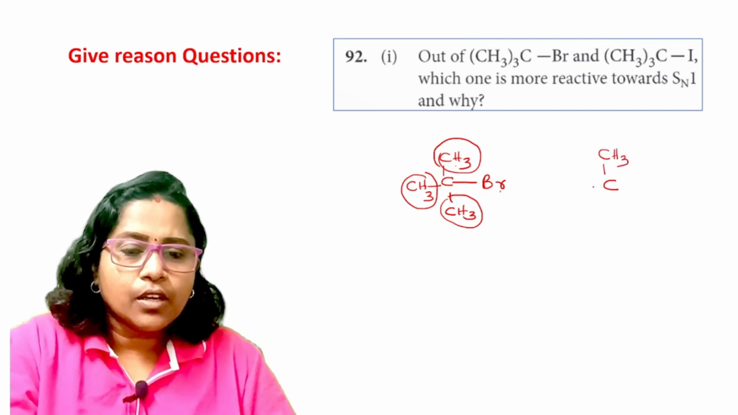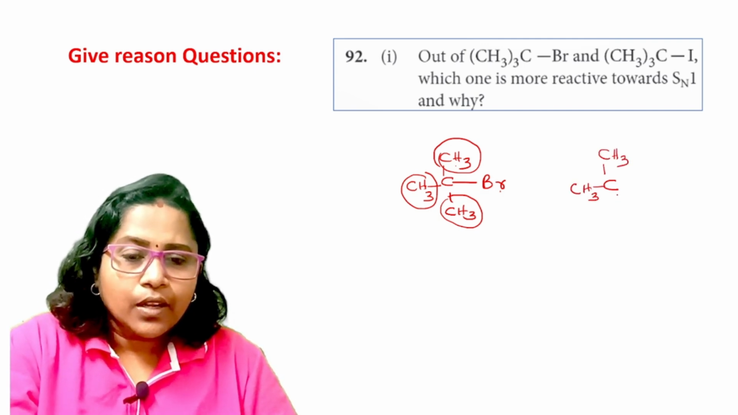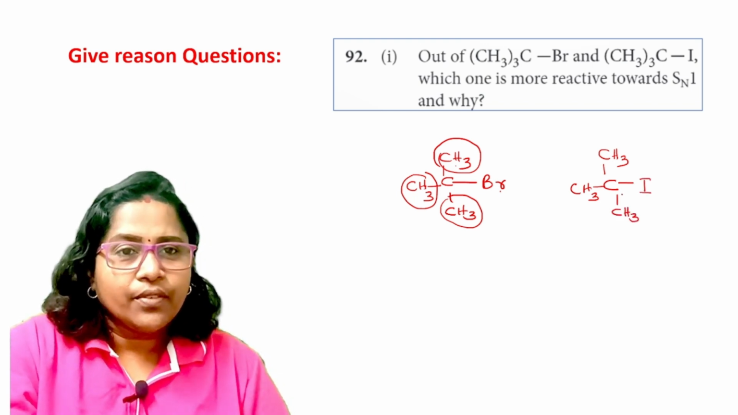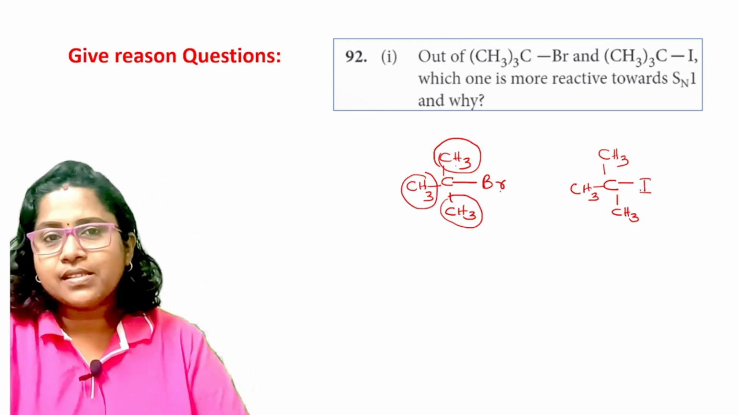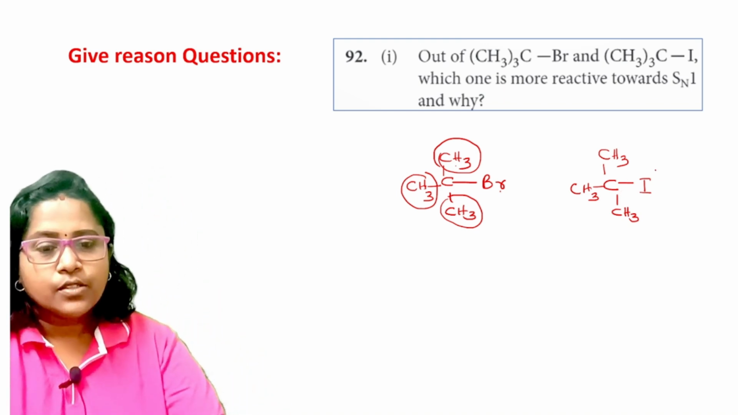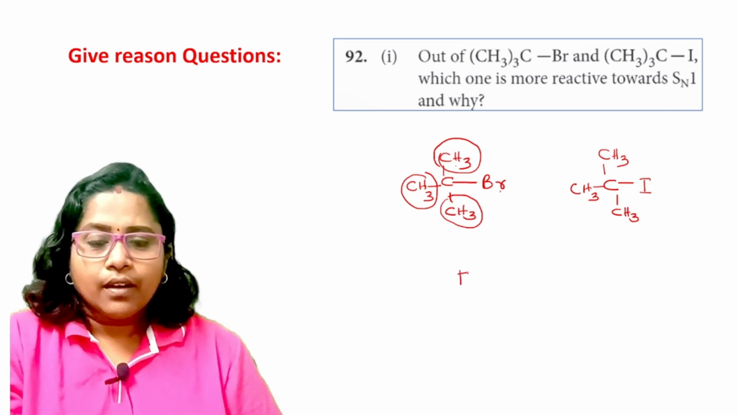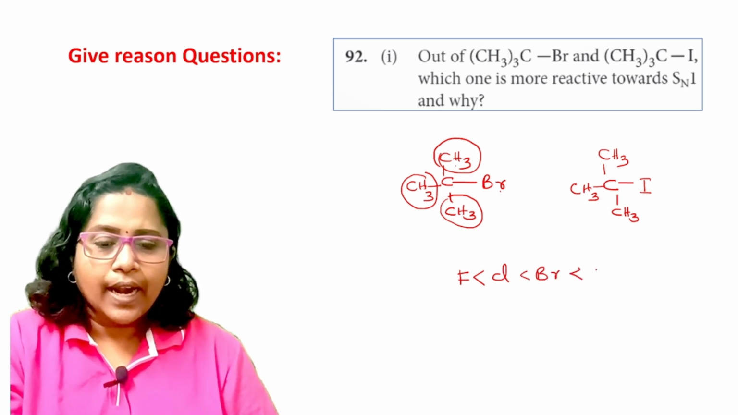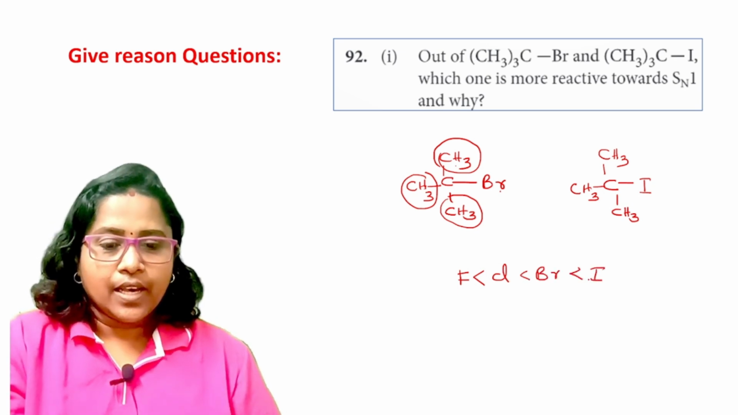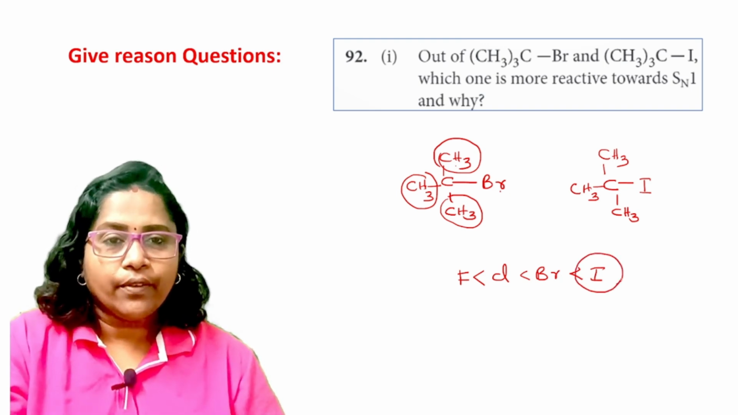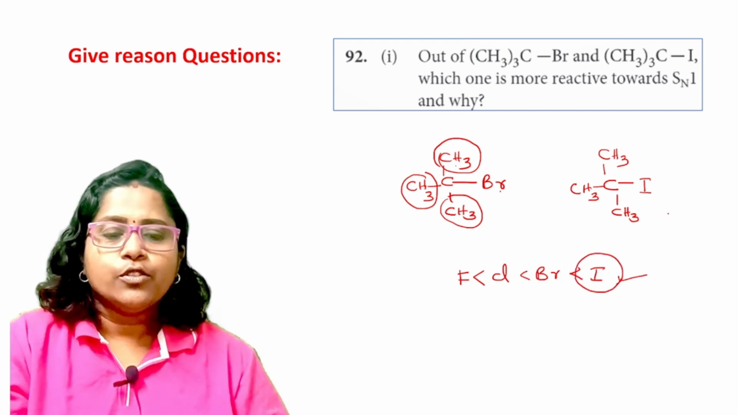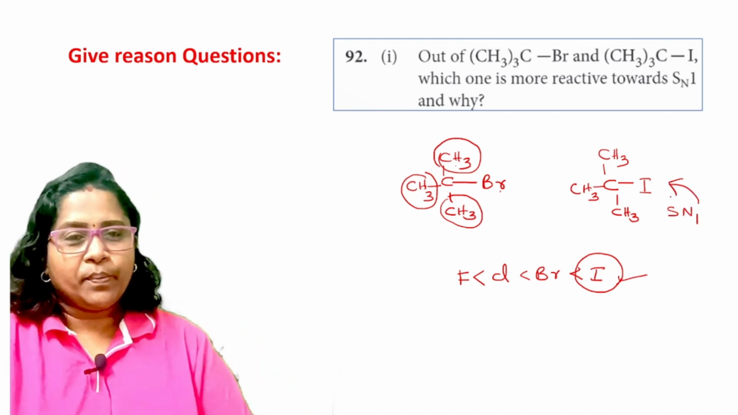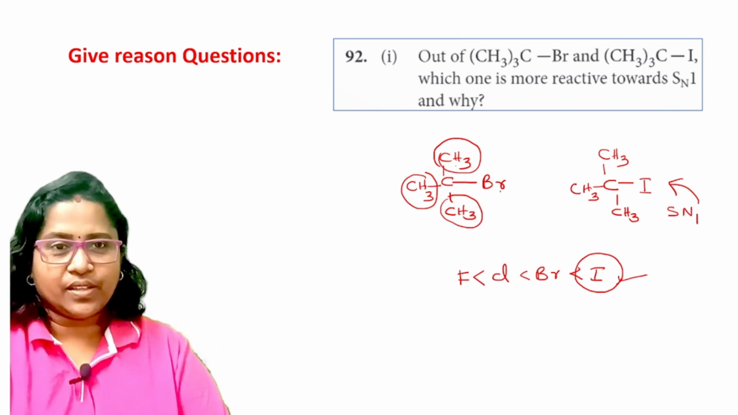So on the basis of primary, secondary or tertiary, we cannot differentiate in this question, correct? But what is the difference here? The attached halogen atom is different. I already told you the reactivity order of leaving groups: fluorine is less, then chlorine, bromine, and so on. Iodine is very heavy and is the best leaving group. So this particular compound will prefer the SN1 reaction.